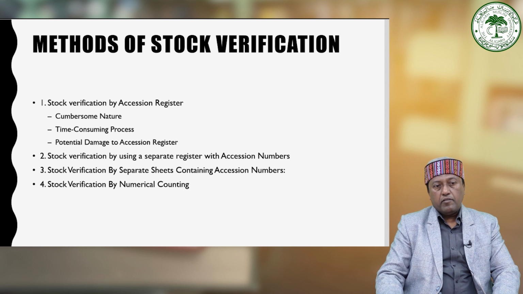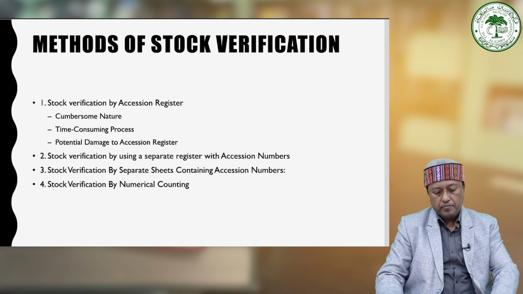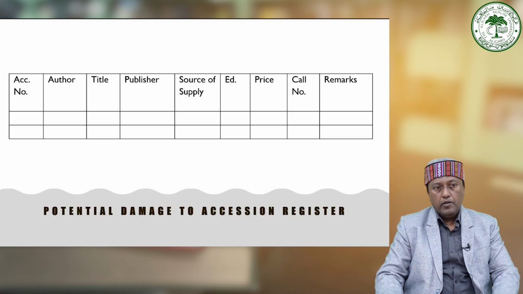Next method we have, just to save the accession register, what can be done is you can use a separate register with accession numbers. So the format of accession register you can see is where you have the accession number, author, title, publisher, source of supply, edition, price, call number, remarks.